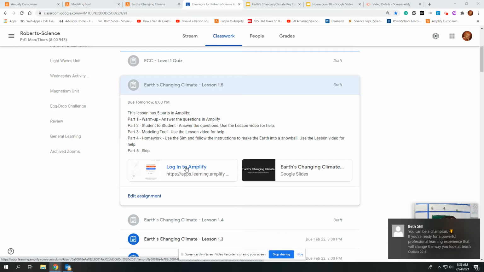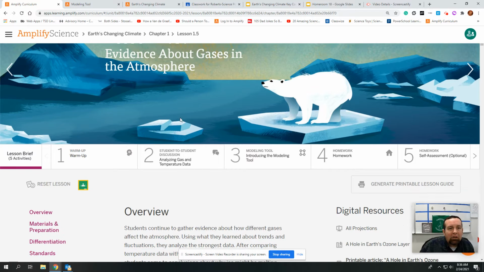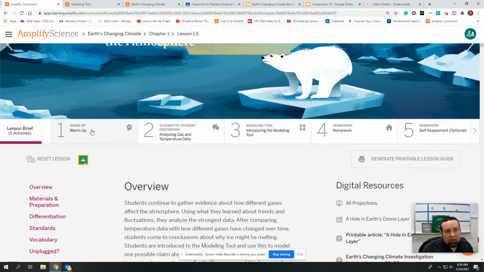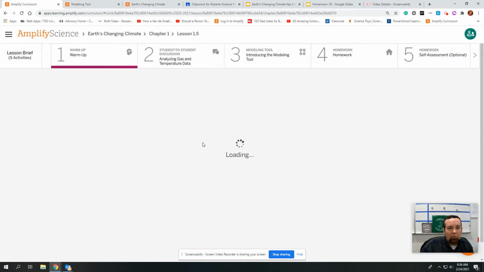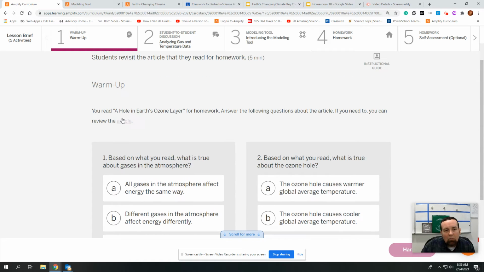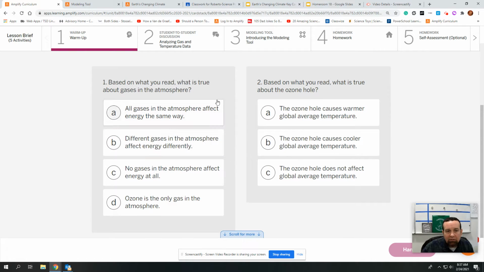Just click this little login, and that should take you right to the lesson at hand. Again, we're going to be really focusing on the gases in the atmosphere. And let's start with the warm up. There are correct answers for this. What you did in your last lesson was you read a hole in the Earth's ozone layer. You should be able to answer these two questions based on that reading. I'll let you go ahead and answer that. Pause the video, and then we'll come back to it.